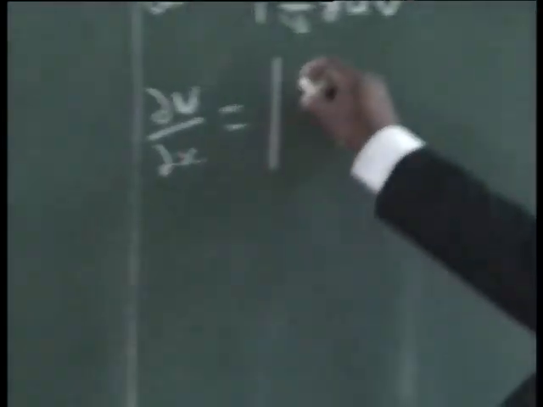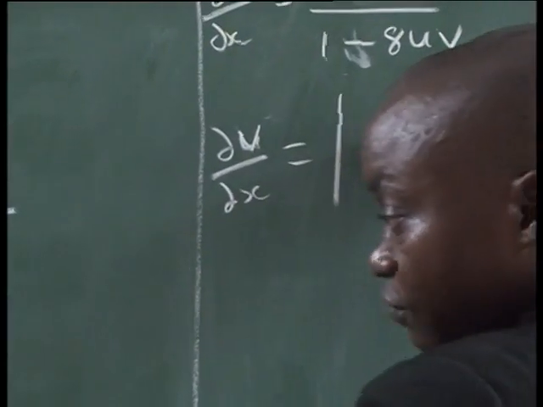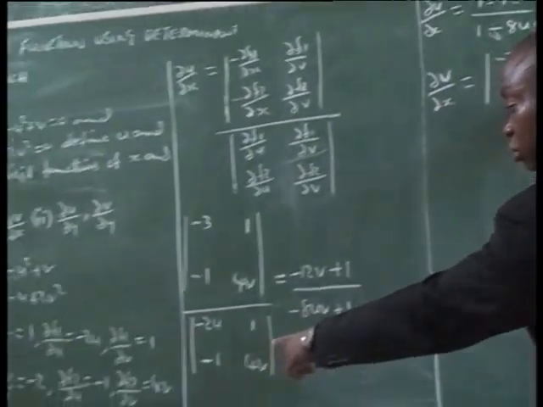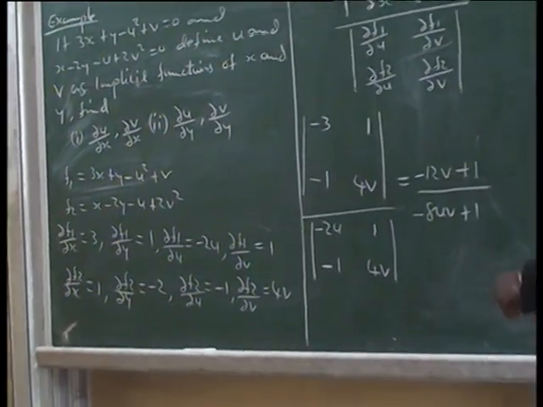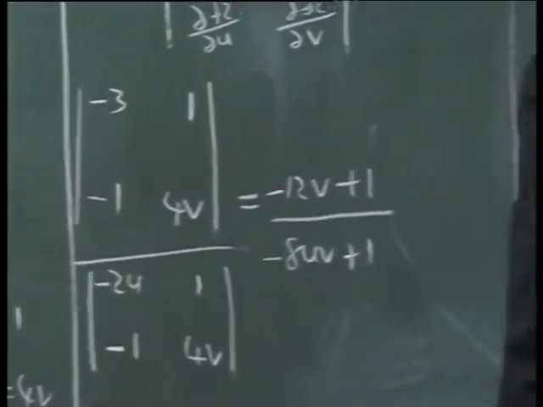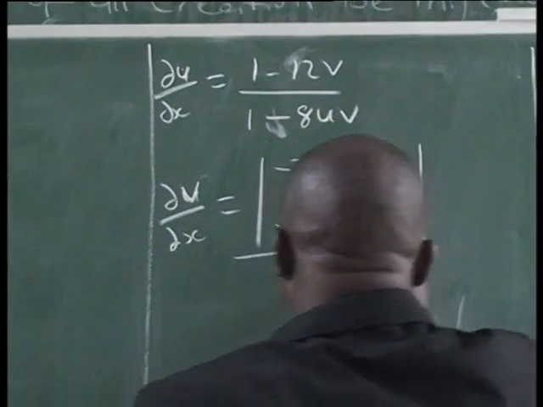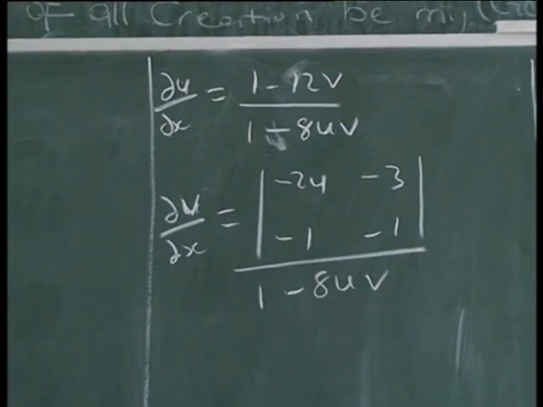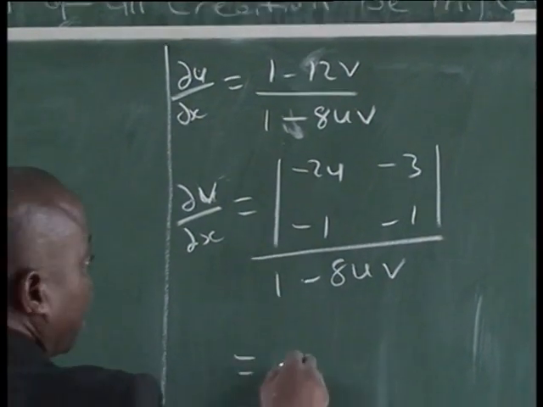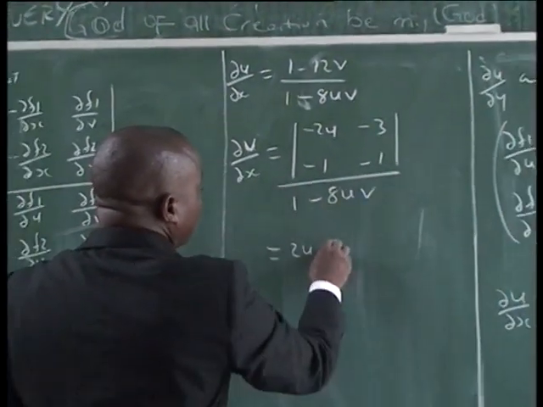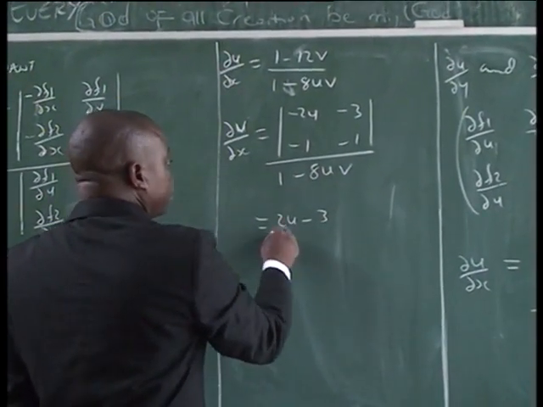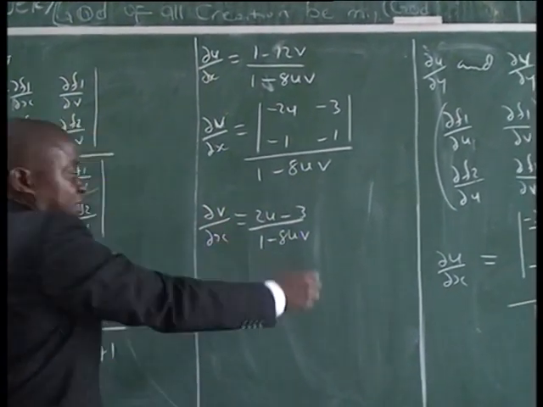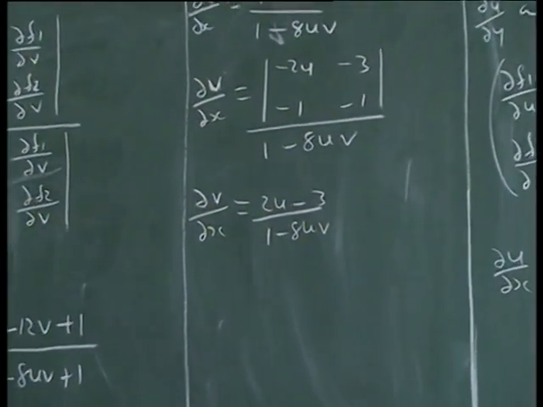So partial f1 partial u gives us minus 2u. Partial f2 partial u gives us minus 1. And then this place can become minus 3 and minus 1, divided by 1 minus 8uv. You know, 1 minus 8uv is still the same determinant. And if we evaluate this, we have 2u minus 3, divided by 1 minus 8uv. That is partial v partial x. So it's very simple to evaluate.